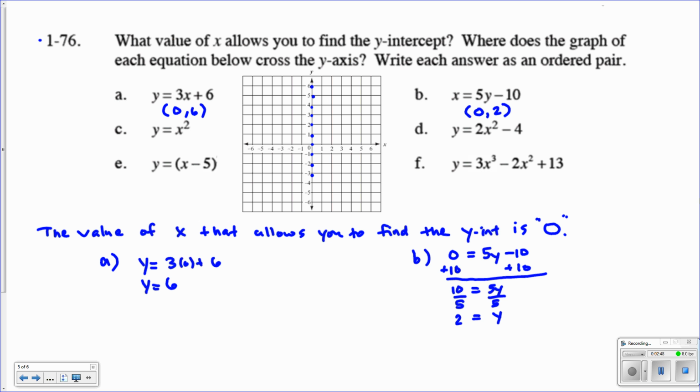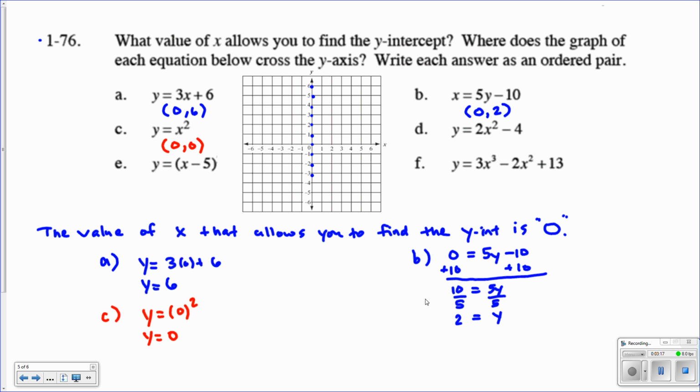Let's look at C. Let's change colors here. For letter C, we've got the function y is equal to x squared. Again, let's just put 0 in. So we've got y is going to equal 0 squared. That's easy then. So y equals 0. So this one is going to cross right through the origin. It's going to be a parabola that goes right here through the origin. So we've got the point 0, 0.